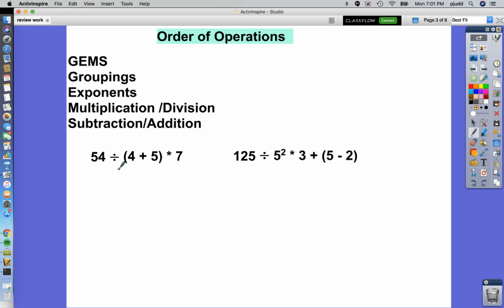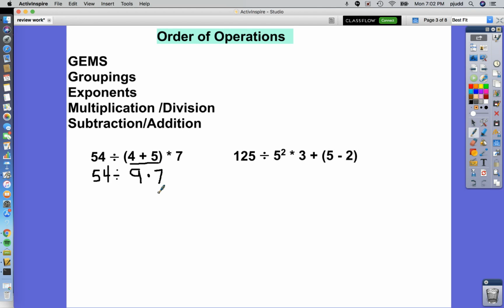Okay, so let's start with the first one. 54 divided by parentheses 4 plus 5 parentheses times 7. Well, I'm looking at my list here and groupings. Well, this is what I have here for groupings. So I'm going to start here. I'm going to bring down 54 and my division sign. 54 divided by 4 plus 5 is 9 times 7.